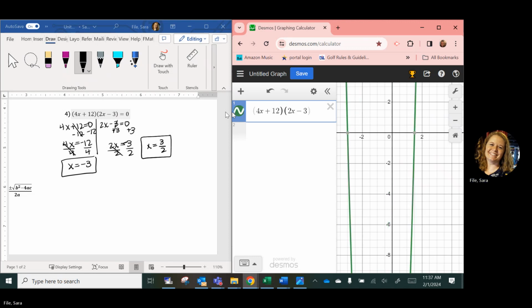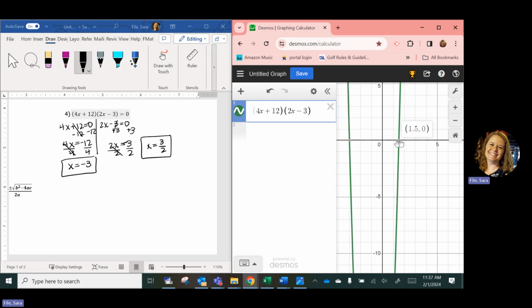Plus 3. I can see my parabola here, and I can see 1.5, that's 3/2, and -3.